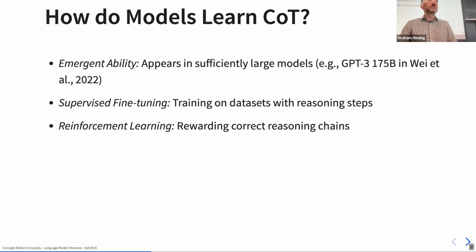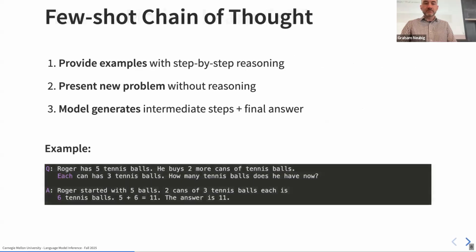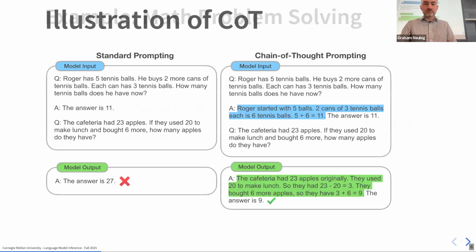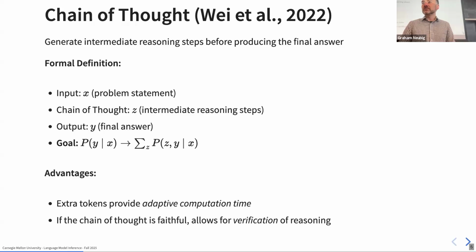Any questions here? Yeah. So if you got the mathematical understanding correct, you're marginalizing over chains of thought, looking at all possible chains of thought from X. Yeah, I'll talk about that in a second.